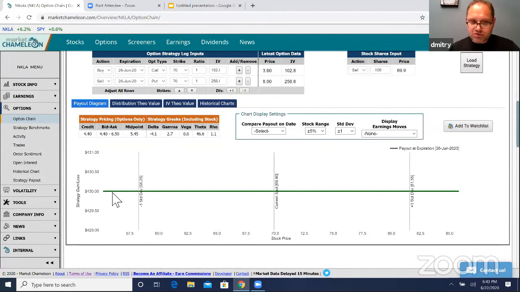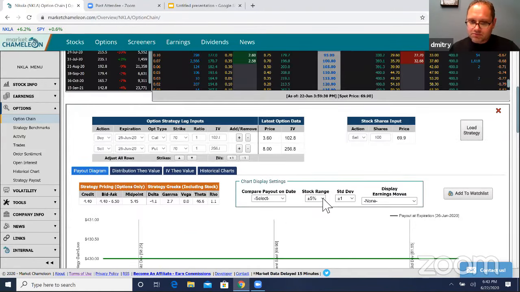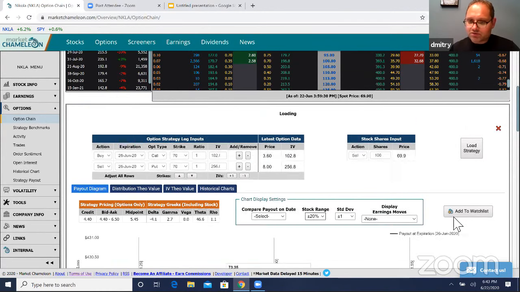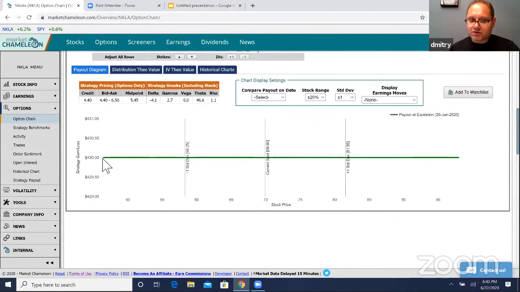Look how much you could profit. $430, riskless $430, no matter where the stock goes at expiration, right? Here, 20%. Let's make this 20% around. Doesn't matter where it goes. That would be a riskless $430.